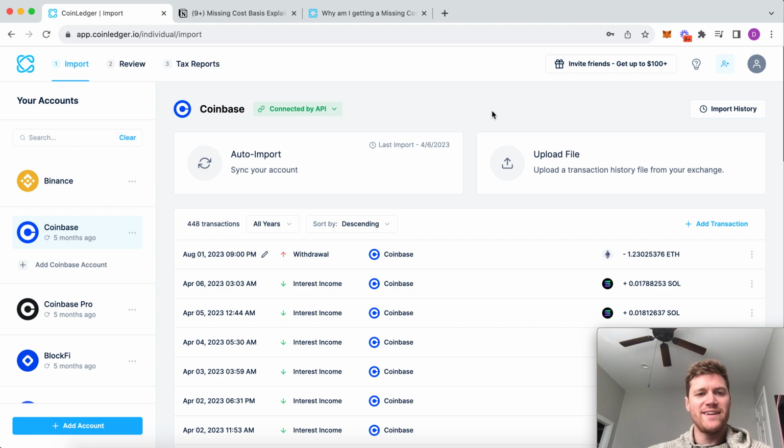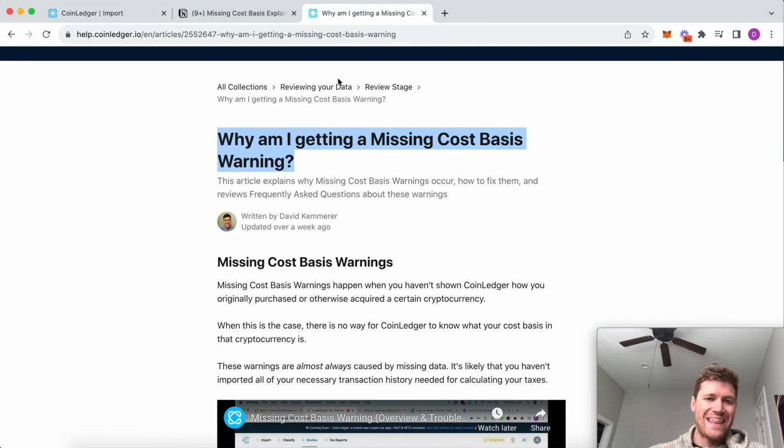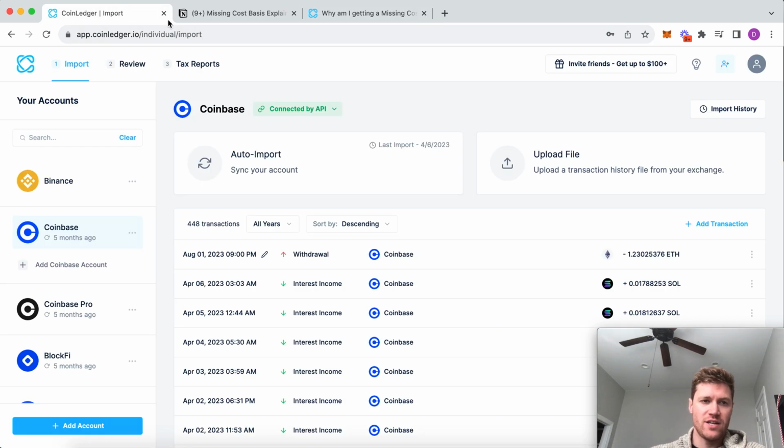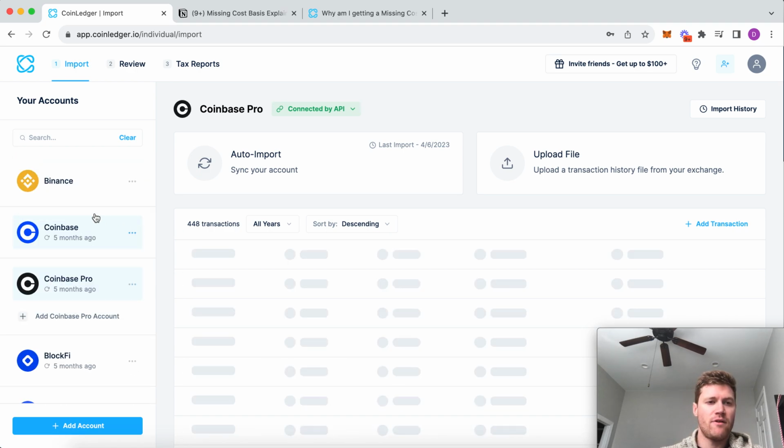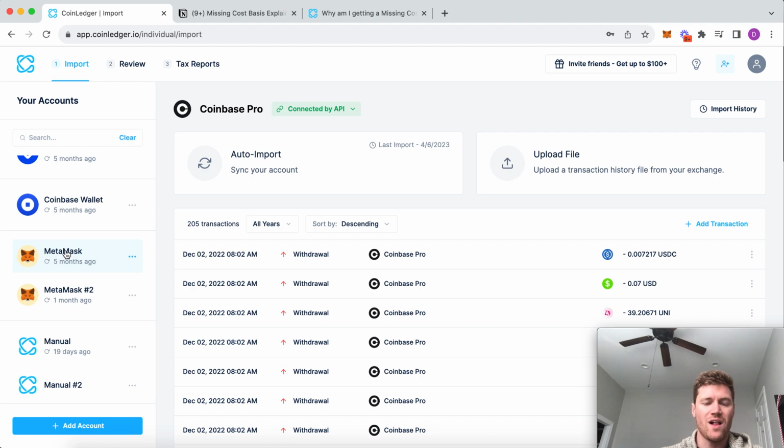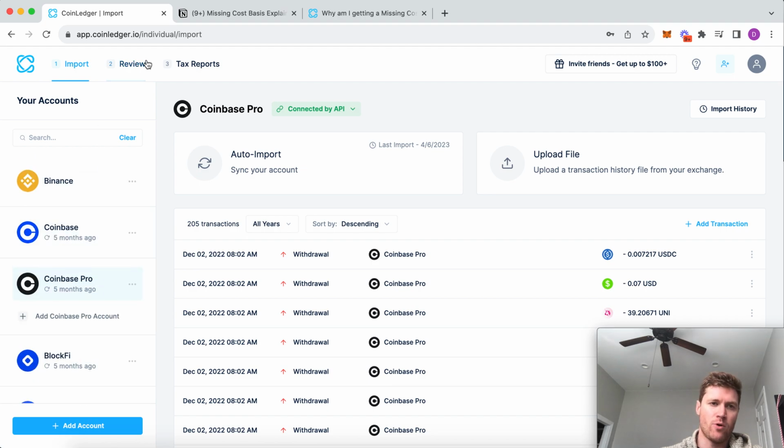All right, welcome everyone. In this video, we're going to cover missing cost basis warnings, why they happen, what causes them, how they work within CoinLedger, and ultimately how you can troubleshoot and solve these issues within your account. So let's jump right in. Here you can see we are in a CoinLedger account, and a bunch of data from a variety of platforms and wallets has already been imported.